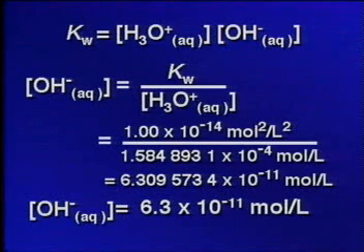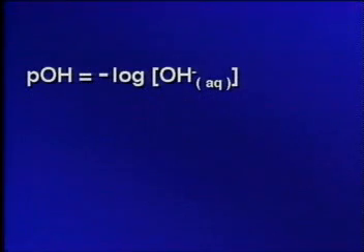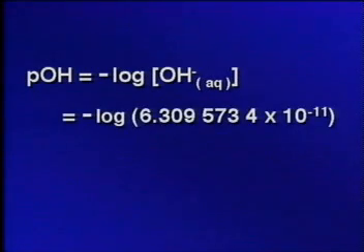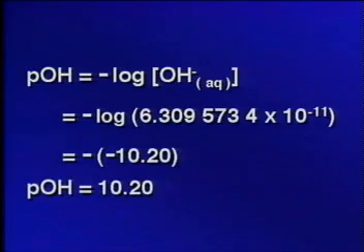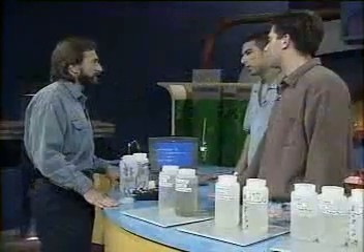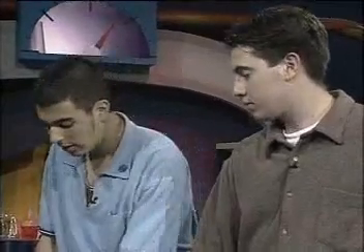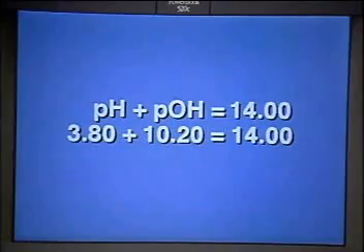Okay, we're getting close now. When we put that answer into the equation for pOH, negative log hydroxide ions concentration, we get an answer of approximately 10.20. All right, good. Now, is there an easy way we can check our answer? Well, we know that the pH plus the pOH is supposed to equal 14, and we can see that it does. So I'm guessing our answer is right. Well, no guessing. It is right.